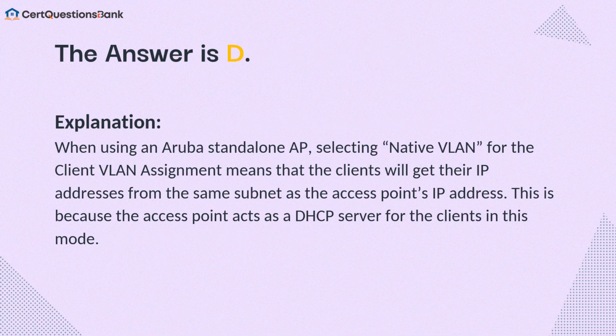When using an Aruba standalone AP, selecting Native VLAN for the client VLAN assignment means that the clients will get their IP addresses from the same subnet as the access point's IP address. This is because the access point acts as a DHCP server for the clients in this mode.